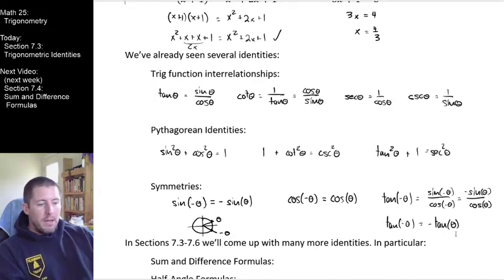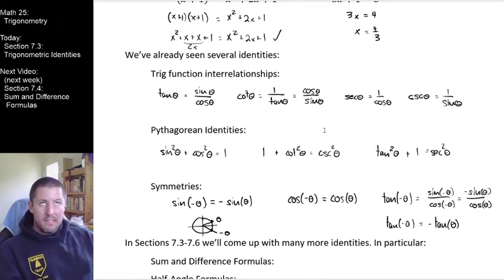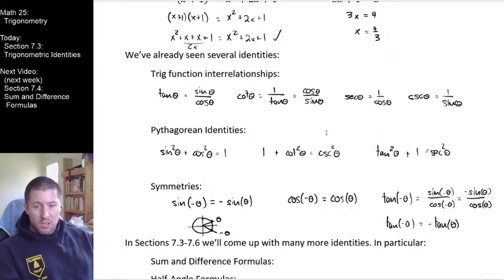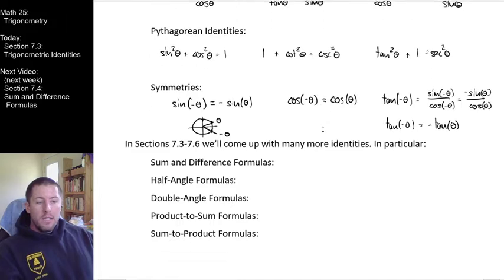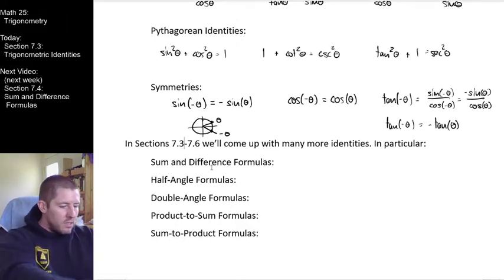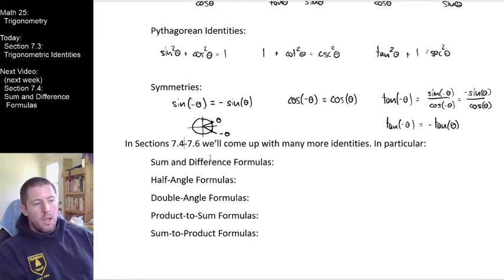Right? So there's a bunch more identities that we have already seen. These are symmetric identities, or identities associated with symmetries of our trig functions. So all these ones are stuff we've already seen before. Our goal in the next couple sections, in sections 7.4 through 7.6, is to come up with many more identities. We're in 7.3 right now.